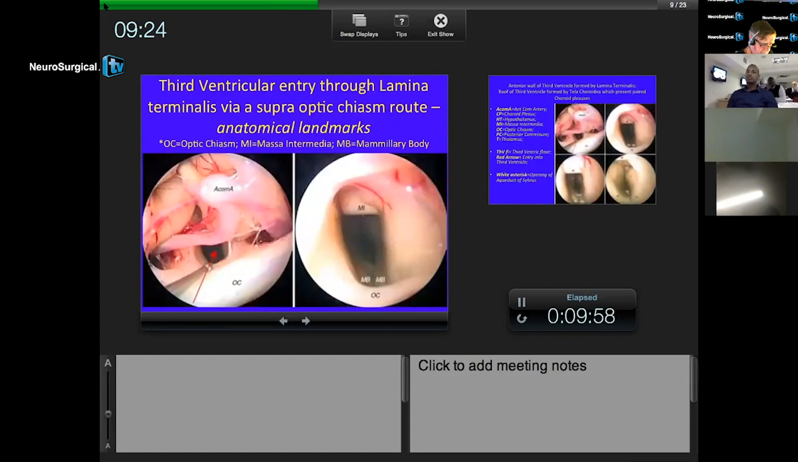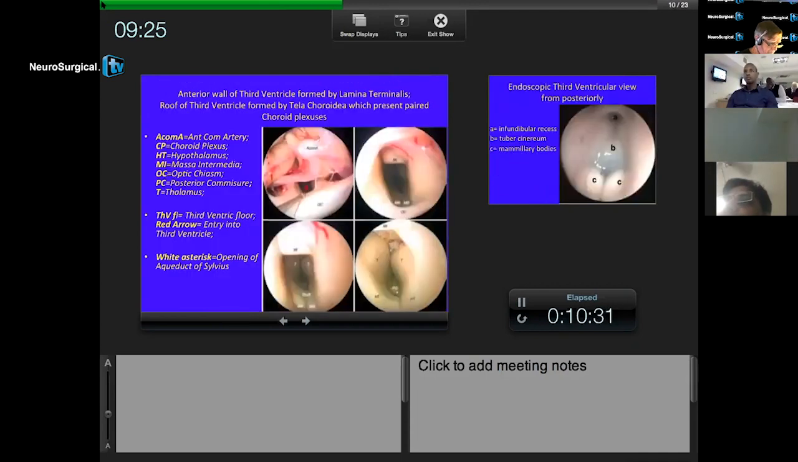The third ventricular entry through the lamina terminalis via the supraoptic chiasm route, these are the anatomical landmarks. So you've got your anterior communicating artery, you've got your two A1s, and that's your optic chiasm. And in there is where you can get into your third ventricle. So you can essentially have an endoscopic view from in front, entering into the third ventricle. Essentially trying to show you the anatomical landmarks around that area.